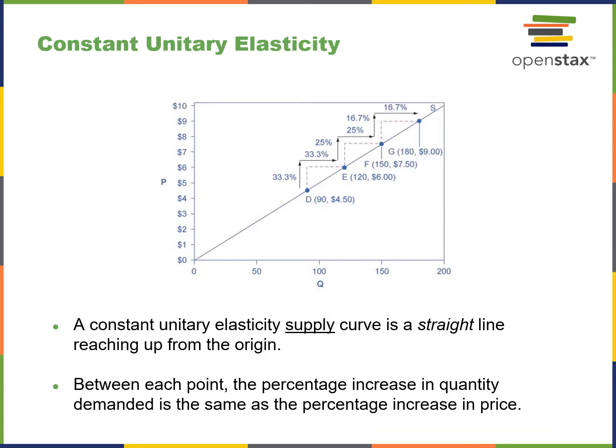And this is in contrast to a unitary elasticity for a supply curve. It's a straight line, and it reaches up from the origin. So it always starts here and goes up with some slope. In between each point, the percentage increase in quantity supplied is the same as the percentage increase in price. Once again, 33 divided by 33 is 1, 25 by 25 is 1, and 16.7 by 16.7 percentage-wise is also 1.